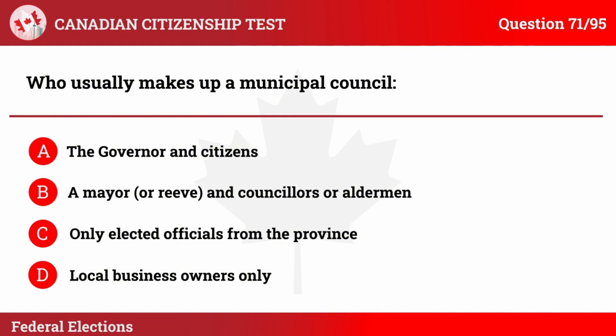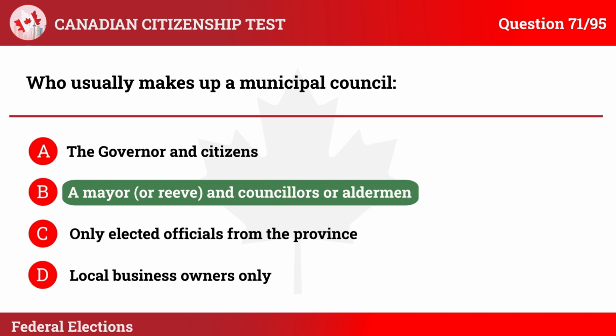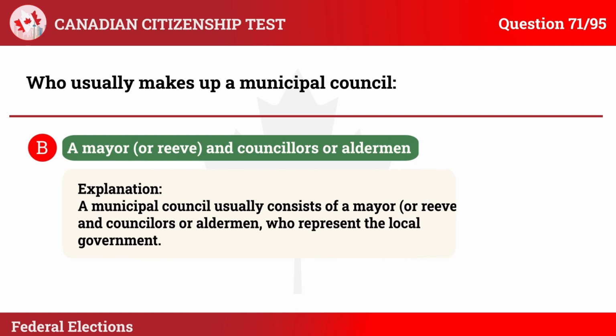The correct answer is B. a mayor or reeve and councillors or aldermen. Explanation: a municipal council usually consists of a mayor or reeve and councillors or aldermen who represent the local government.